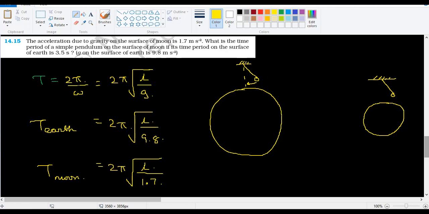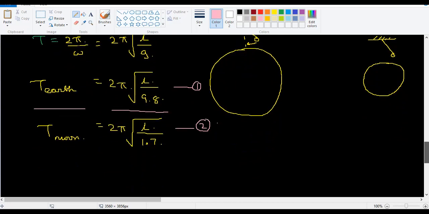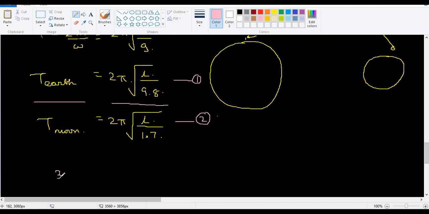So I told you many times there is a simple method called equation 1 by equation 2. Whenever they give you two different pieces of information, and then ask you one of the things, you can simply divide equation 1 by equation 2. So the time period on Earth is 3.5. So that means 3.5 divided by T moon.